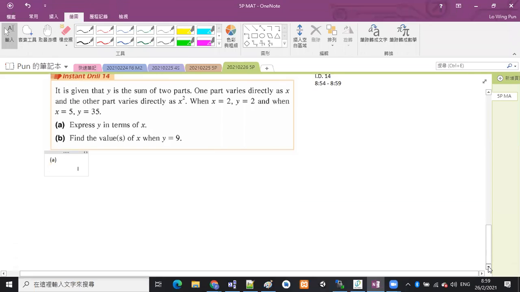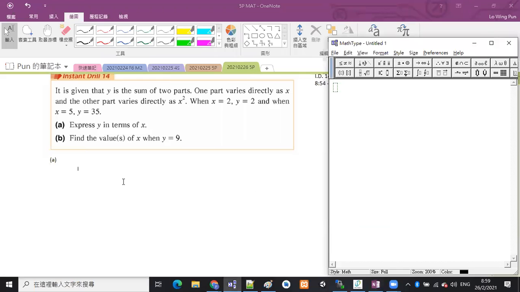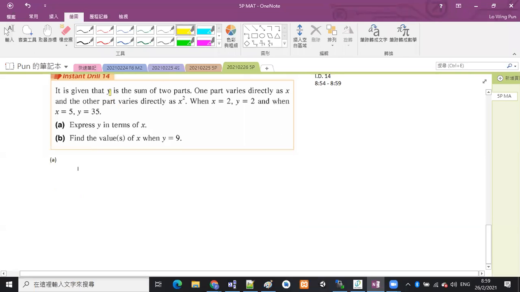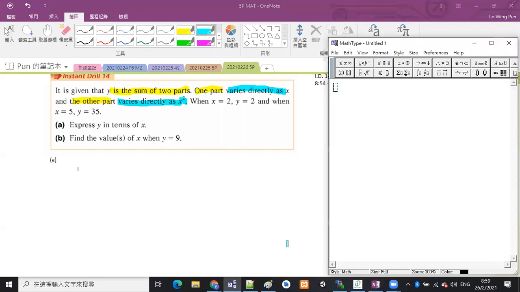Okay, let's check the answers. So it is given that y is the sum of two parts. One part varies directly as x, the other part varies directly as x squared. You see this? So we will let y be the subject. And then it is the sum of two parts. So there are two parts adding together.